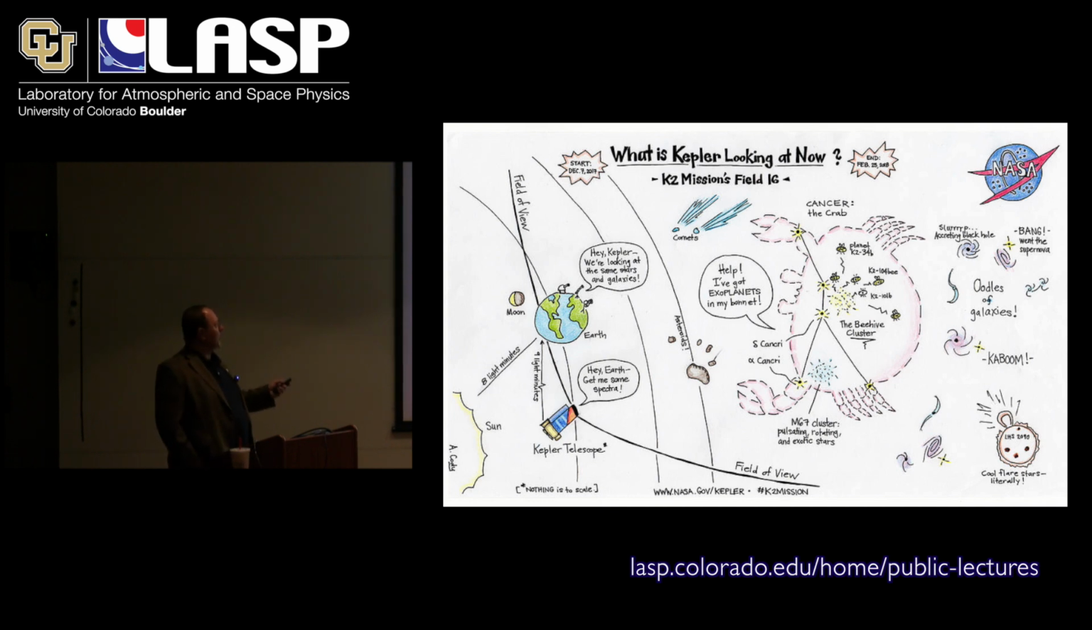And so we were looking at campaign Field of View 16. We were looking at the Cancer, the crab area, and the Beehive Cluster. And, you know, of course, they're not happy about that. We've got pulsating, rotating, and exotic stars. We were looking at asteroids. We were actually pointed in the same direction as those telescopes.